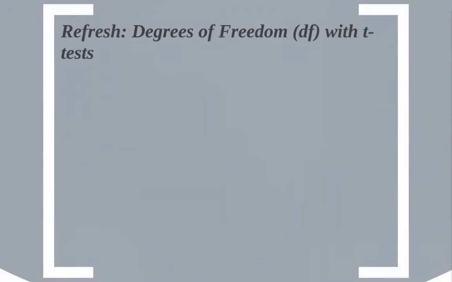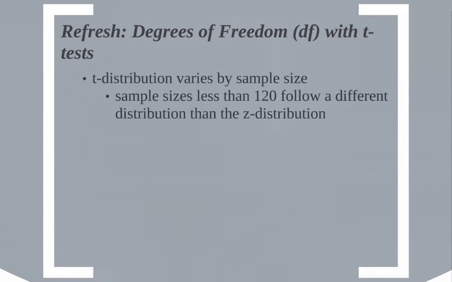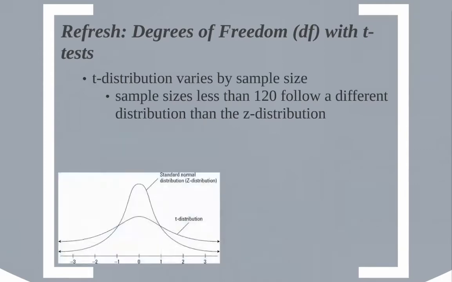As with the other t-tests, we need degrees of freedom. So let's quickly refresh on that. Remember, the t-distribution varies by sample size. For sample sizes less than 120, the t-distribution follows something slightly different compared to the z-distribution. Again, it's a little flatter. And for the independent sample t-test, the calculation of degrees of freedom is slightly different.